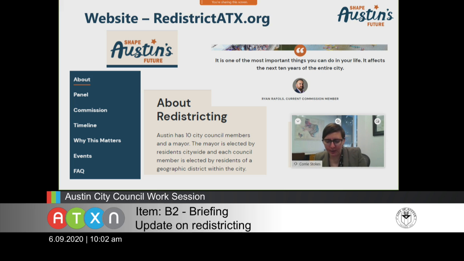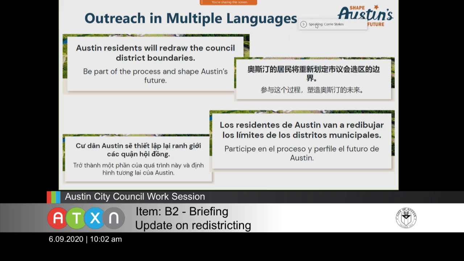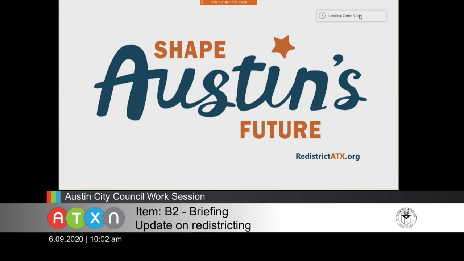So one more thing about the outreach, next slide. We are translating all redistricting information and applications into multiple languages. Right now we have Spanish, Chinese, Vietnamese. We'll do other languages by request. And it's not just the information, but you can actually apply in another language. So that is all the information that I have. Go to the last slide. I'm happy to answer any questions you have.